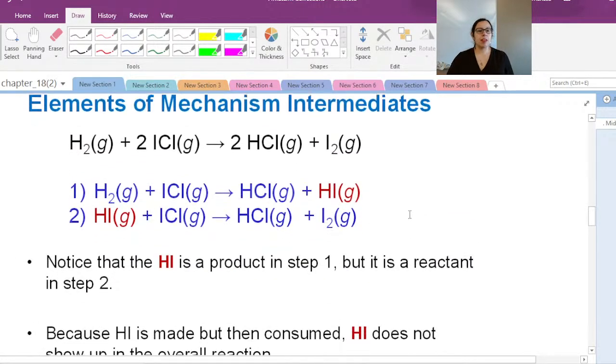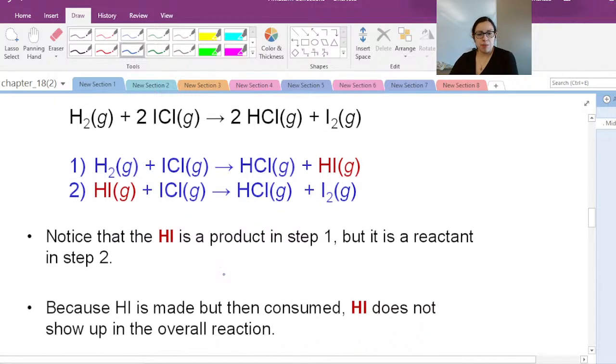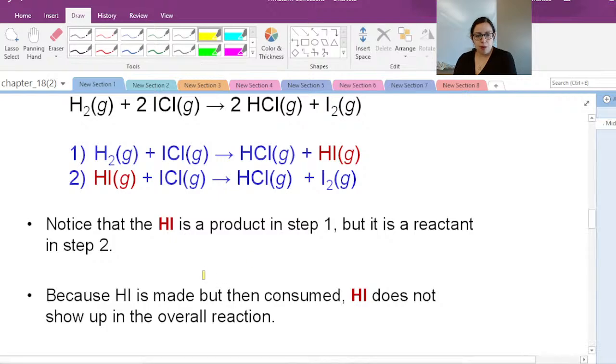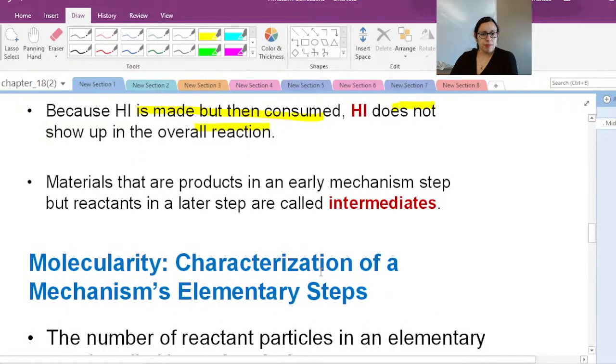And so, like we said, we labeled our intermediates. It's a product in step 1, a reactant in step 2, and then overall consumed. So it does not show up in the overall reaction there. And so again, the definition of an intermediate.